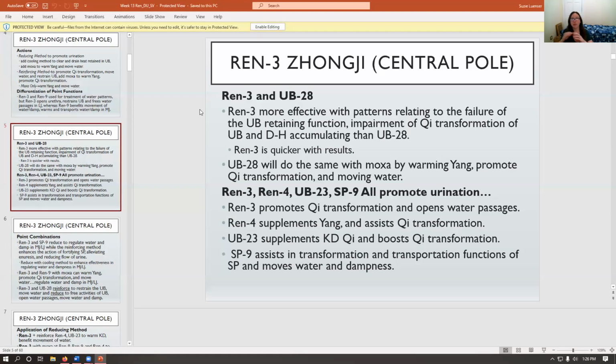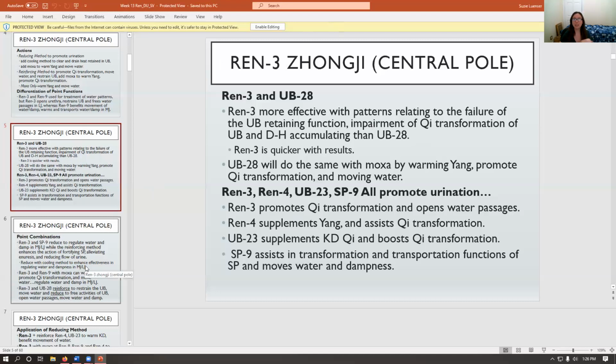Ren 3, again, qi transformation, opening water passages, generally used for lower jiao. Ren 4 is more specifically about supplementing yang. So it treats urinary issues when we have yang deficiency. And then UB23 is really about kidney qi issues. So that's when we would use that. And then spleen 9 is going to be when we have issues with the spleen organ itself leading to dampness and issues with water passages. So just depends on what pattern you're trying to treat here.